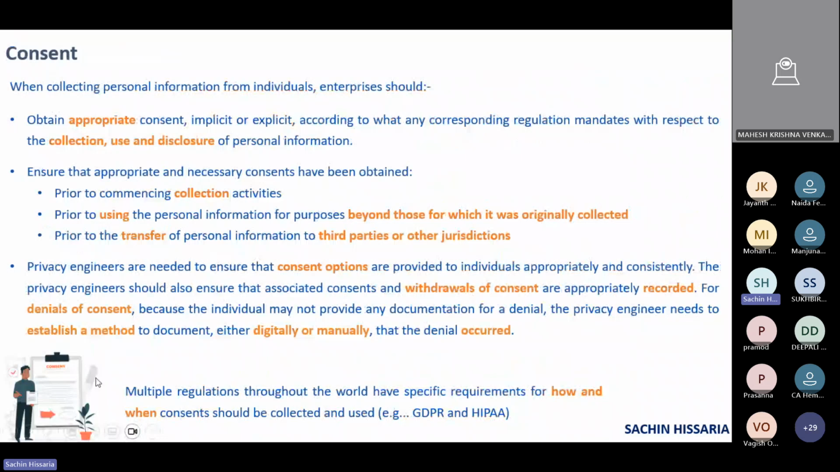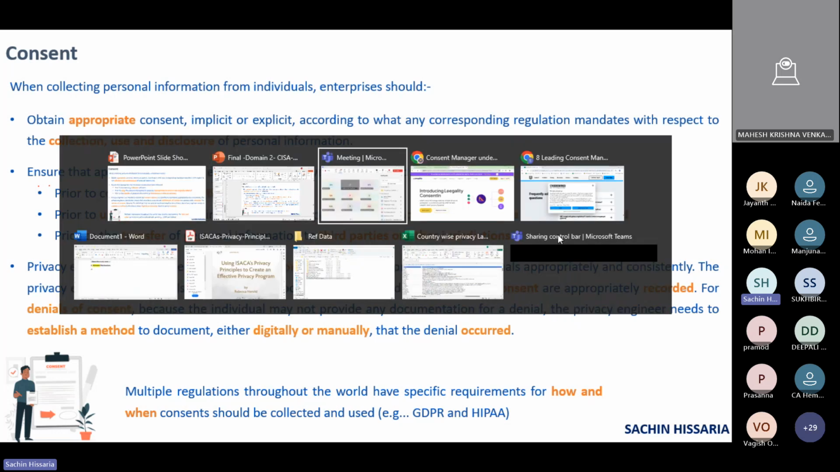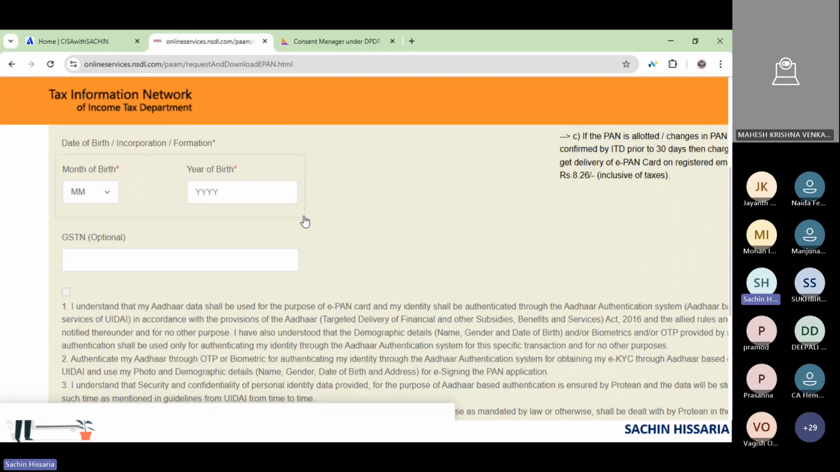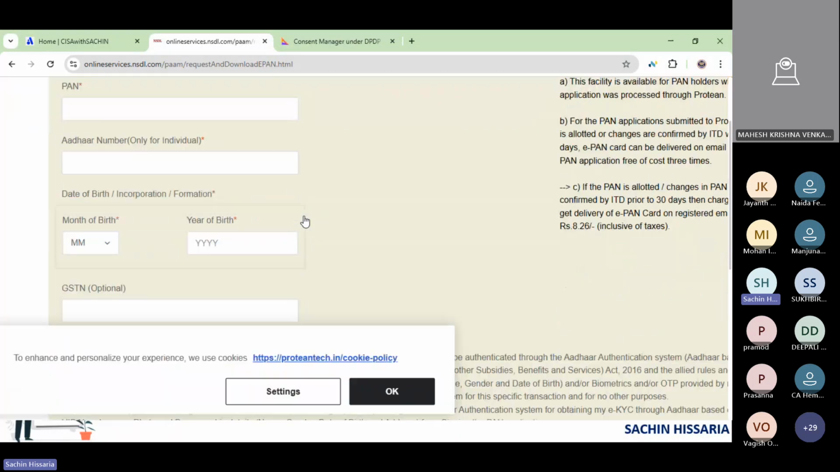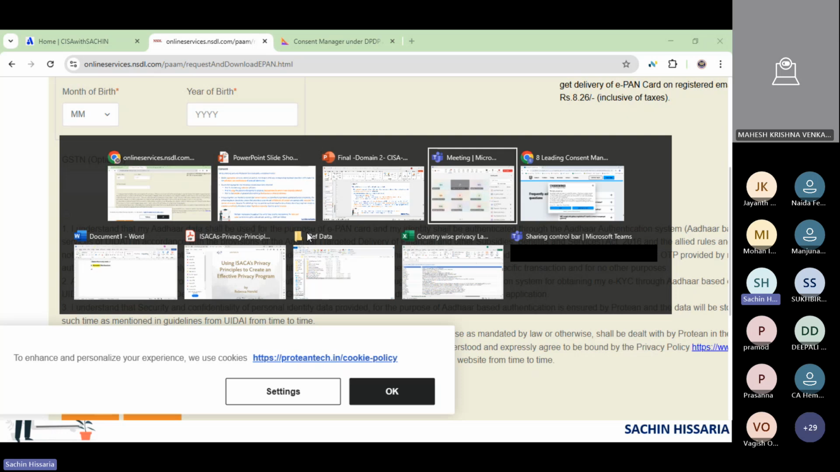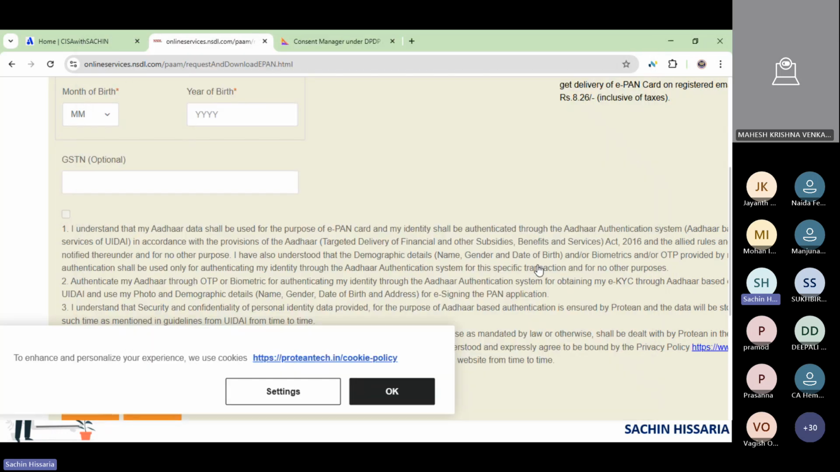If we are talking about a consent, we need to take a consent prior to collecting the data. Whenever we are commencing the data collection, before that, we need to take a consent. Also prior to using the personal information for a purpose beyond that for which it was originally collected. Now, what is this point? For example, guys, suppose on this website I have given my information for a particular purpose. What was the purpose? That I want to download the PAN card number. Now suppose if I am using this information beyond the purpose, then again I need to take a consent.